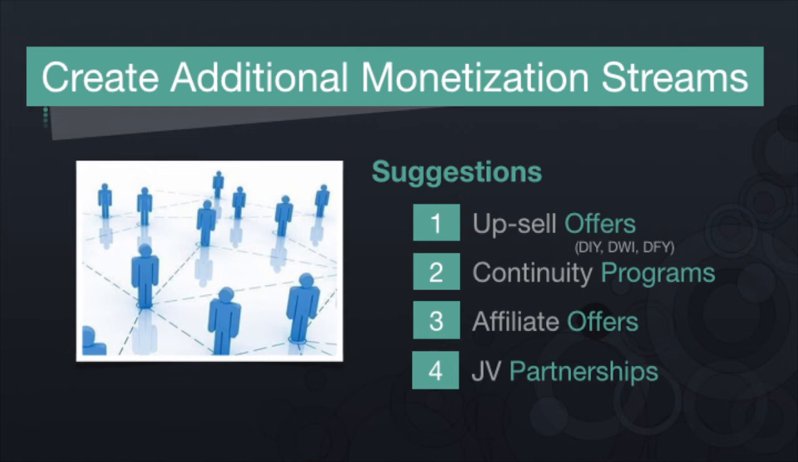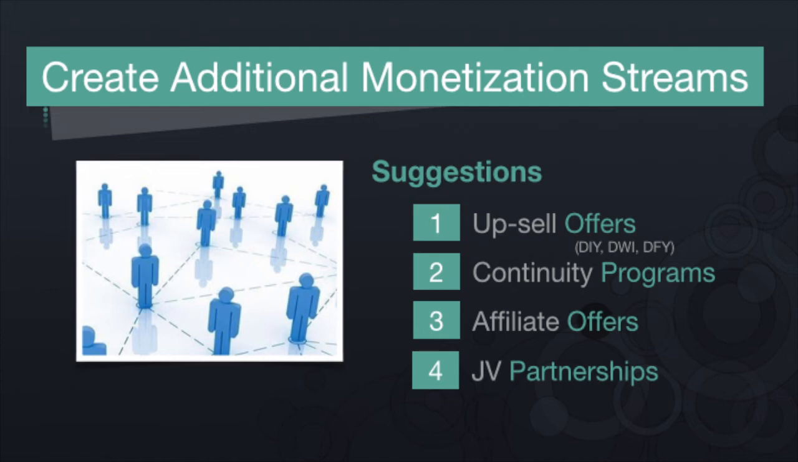So what does that look like? Well, that could be upsell offers to your original offer, whether that's do it yourself, do it with you, or do it for you. You can create continuity programs. Sometimes people call those membership programs. You can have affiliate offers or JV partnerships. And typically, these are products or trainings or things of high value that your avatar would also appreciate in solving their problems in addition to the stuff that you offered them initially. It's sort of congruent or something similar.